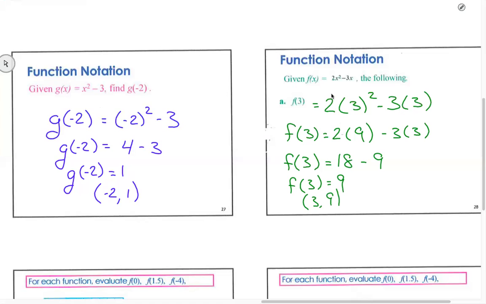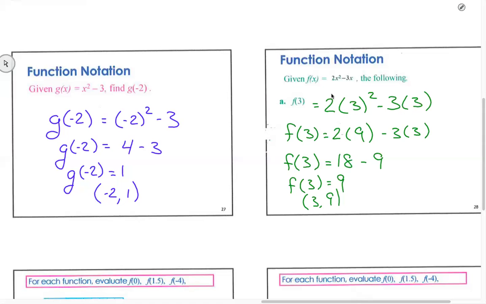Now, here's something you guys have to know. When we're doing function notation like input-output tables, if I want to know what is g of negative 2, I'm probably not going to use my calculator for that. I'm just going to plug it in, and I'm going to simplify. Here, with f of 3, I'm just going to plug it in, and I'm just going to simplify.